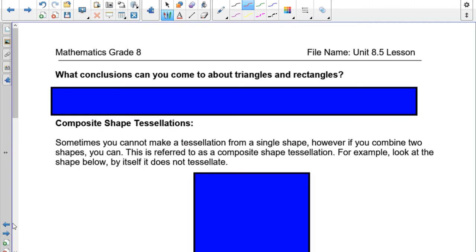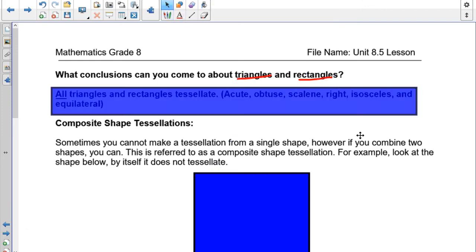You should now have done tessellations by drawing triangles and copying them out to try to make a pattern. You've also done triangles by measuring the internal angles. You've also done rectangles or quadrilaterals by drawing them out and creating a pattern with no gaps. And you also measured the interior angles, and you found out that they make 360, and we know that tessellates. So your conclusion should be that every triangle, every rectangle, they always tessellate.